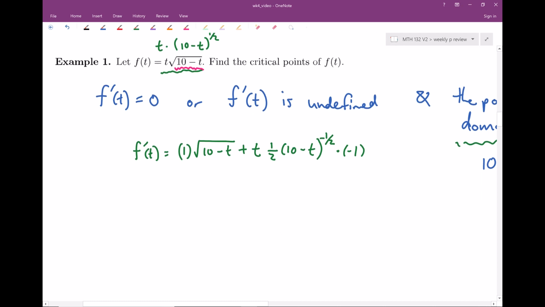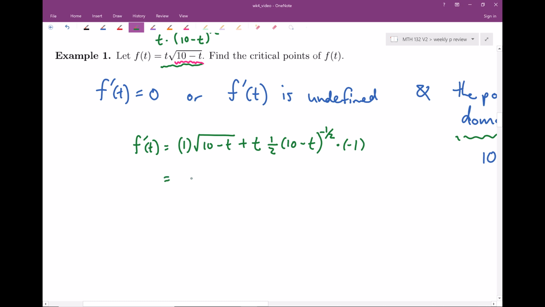All right, so now this looks a little bit messy. Let's take a few lines to clean this up. 1 times anything is just itself. And let's see, we have this -1, so instead of adding, let me go ahead and do subtraction here. Let's put all the things in the denominator together and all the things in the numerator together. So there's a t and a 1 in the numerator, so that's just going to be t. In the denominator there's a 2 from the 1/2 here. And also remember, whenever you have a negative exponent, this is the same thing as dividing by 10 minus t to the positive 1/2. So that negative exponent, you can push into the denominator and use up that negative sign.